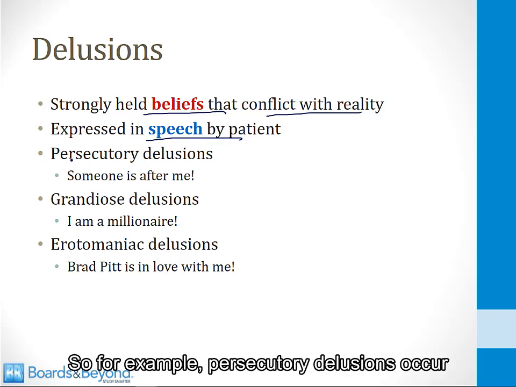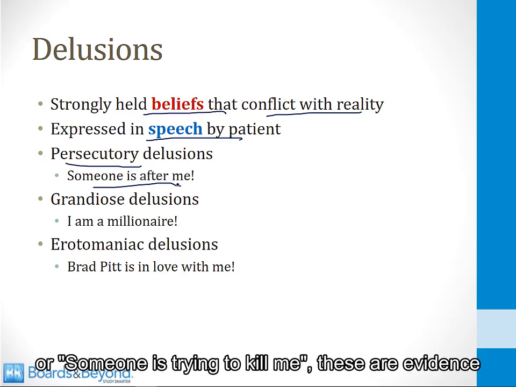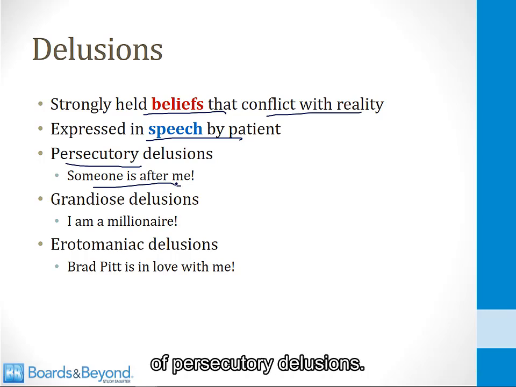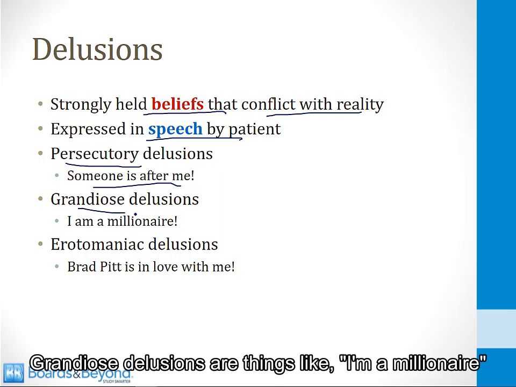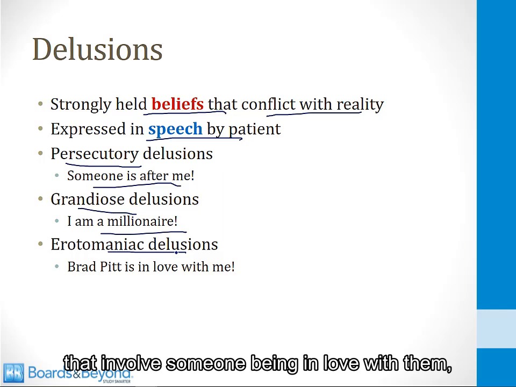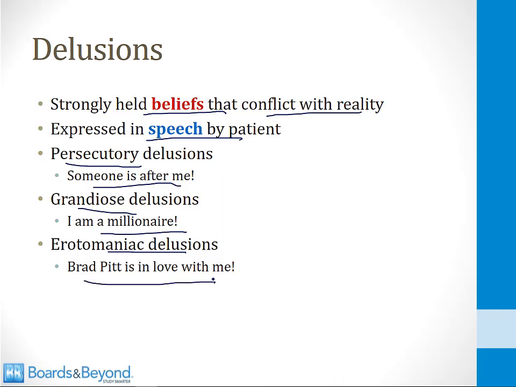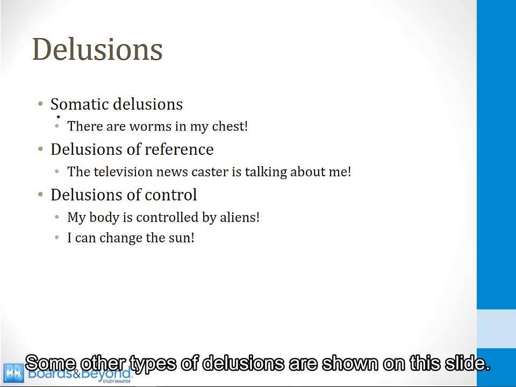So for example, persecutory delusions occur in patients who think that someone is after them. They might say someone is chasing me or someone is trying to kill me. These are evidence of persecutory delusions. Grandiose delusions are things like I am a millionaire or I am king of the world. Erotomania or erotomaniac delusions are delusions that involve someone being in love with them, like Brad Pitt is in love with me or all people are in love with me. Some other types of delusions are shown on this slide.